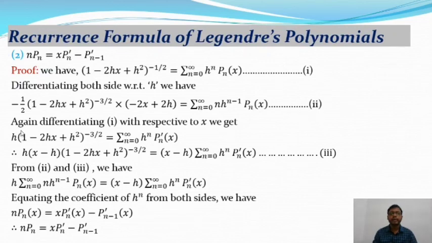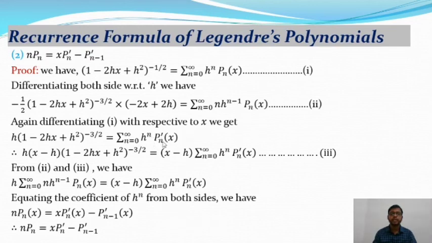So again, differentiating equation 1 with respect to x, we get h into (1 minus 2hx plus h square) whole to the power minus 3 by 2 is equal to summation over n is equal to 0 to infinity h to the power n into Pn dash of x.